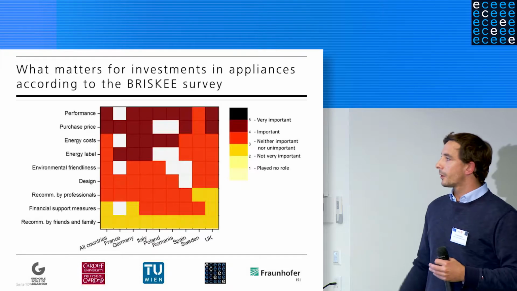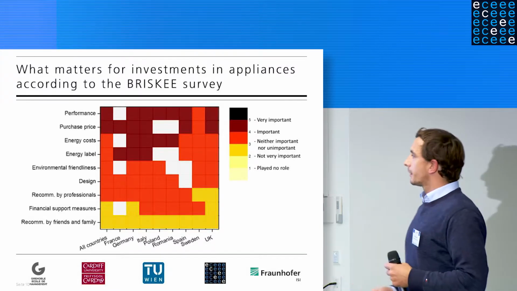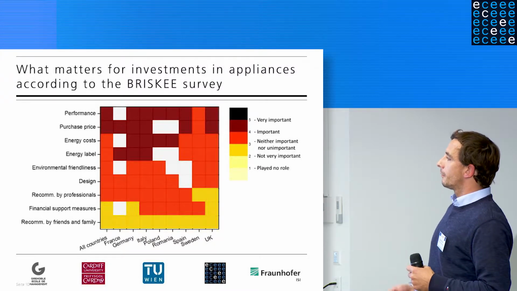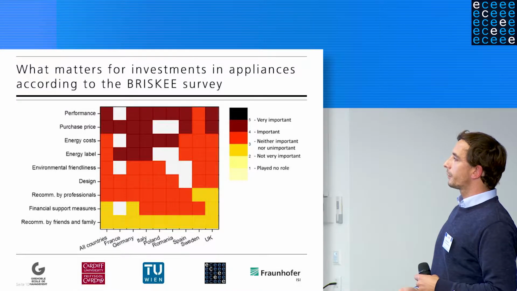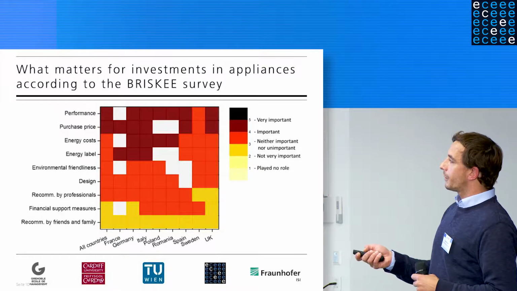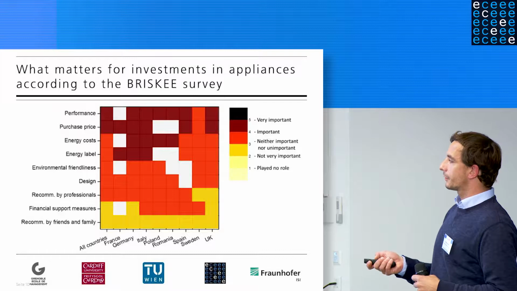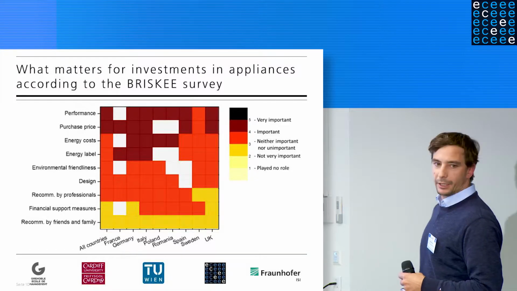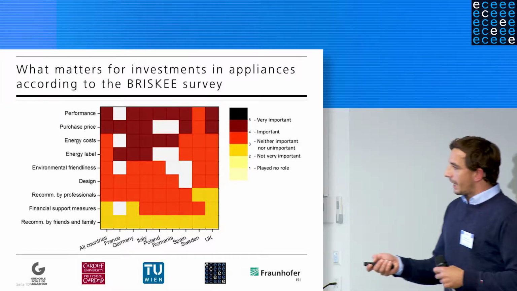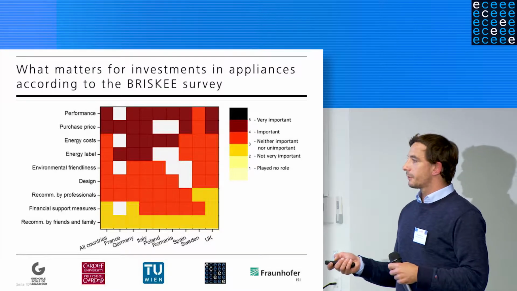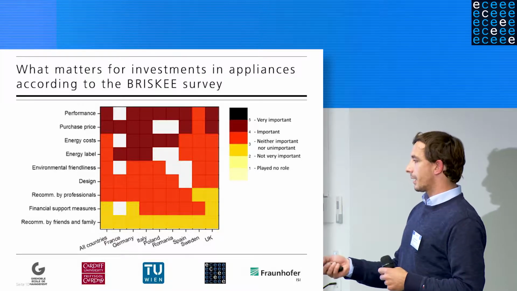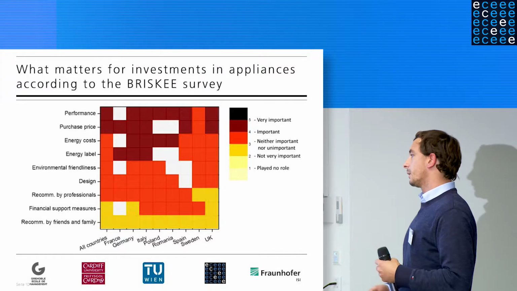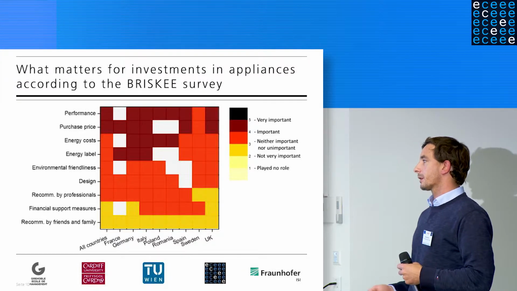What were the results for appliances? Same picture again. What are the main criteria for consumers? What do they look at? They look at performance, purchase price, energy costs, but also energy labels play an important role. Less on environmental friendliness, design, and again, recommendations seem to be less important than all the other criteria.